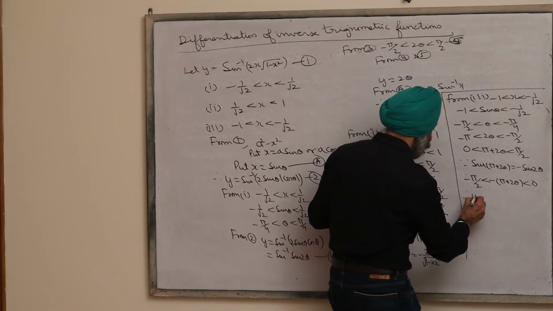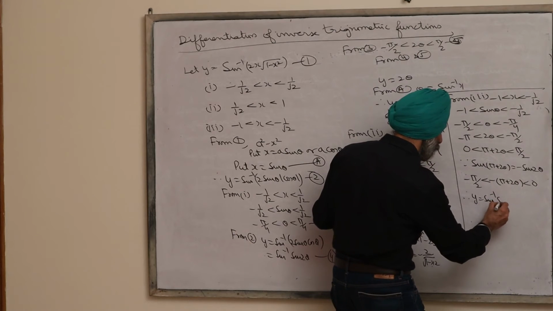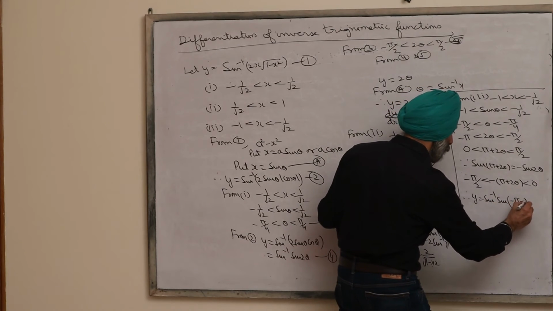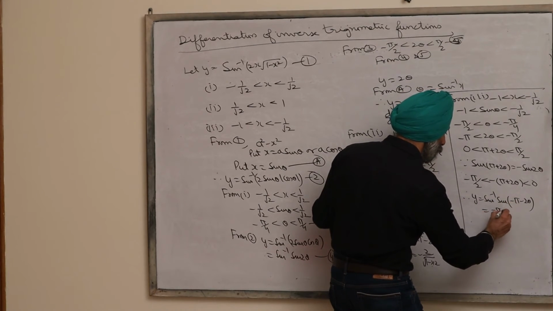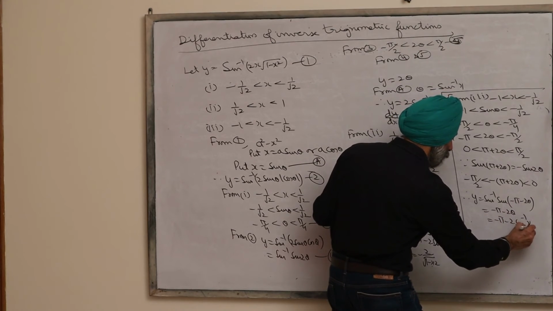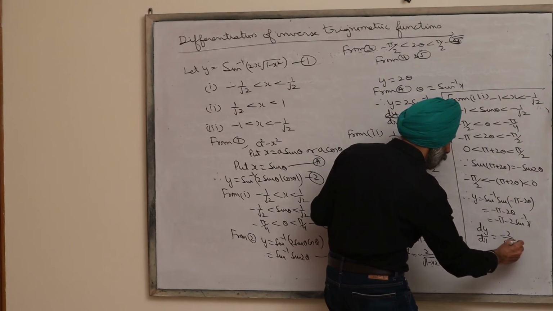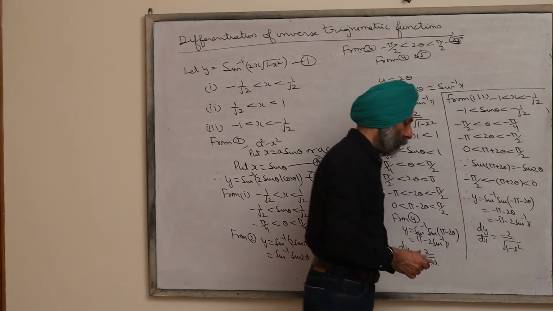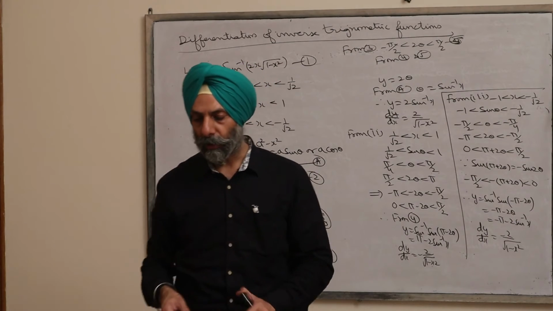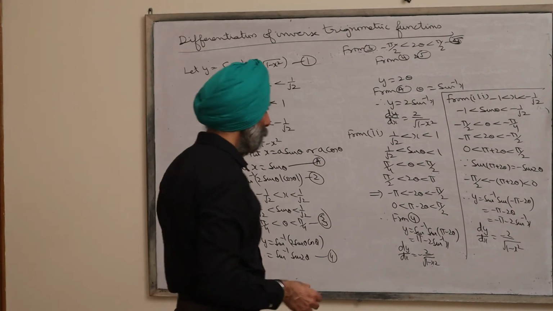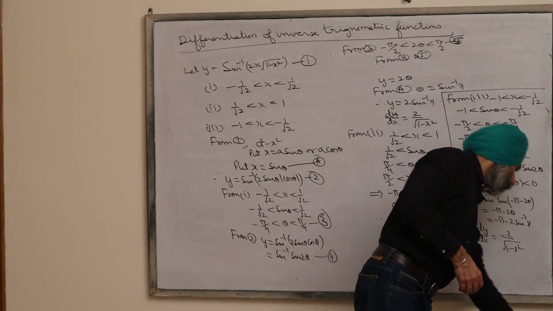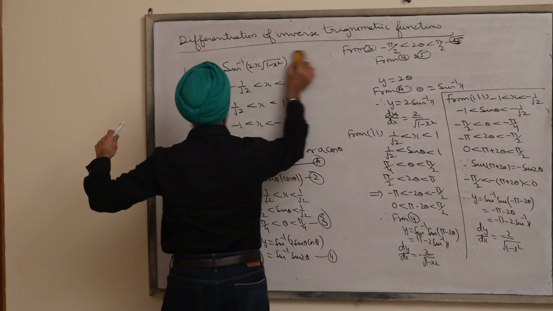So therefore y is equal to sine inverse of sine of minus pi minus 2 theta, which is your minus pi minus 2 theta, minus pi minus 2 sine inverse of x, or dy over dx is equal to minus 2 over under root of 1 minus x square here. So this way you can solve the questions relating to inverse trigonometric functions.